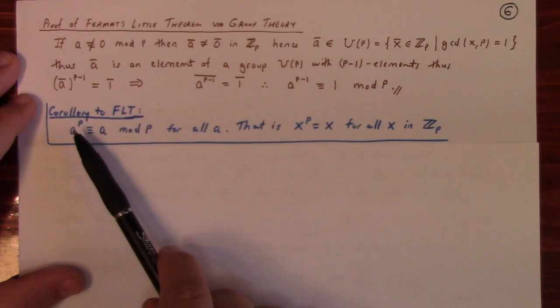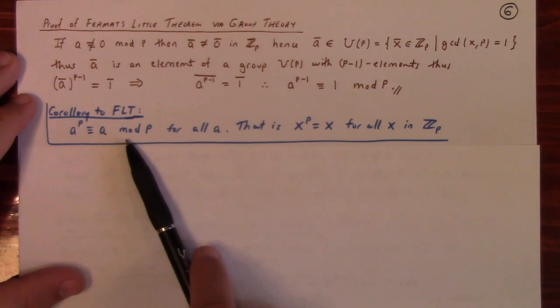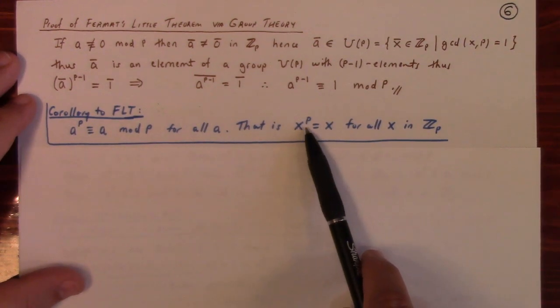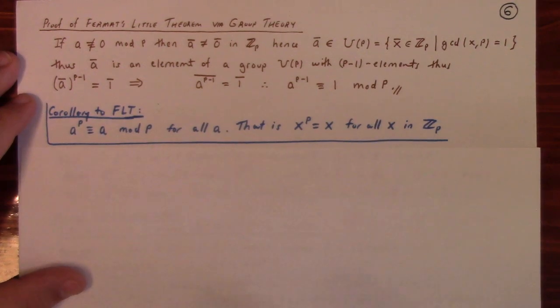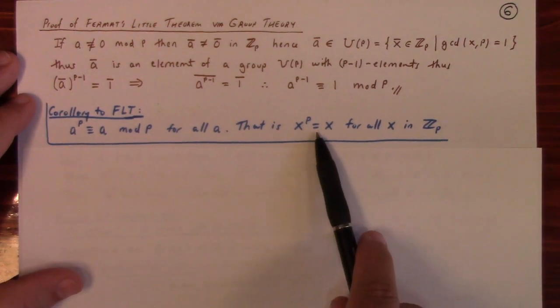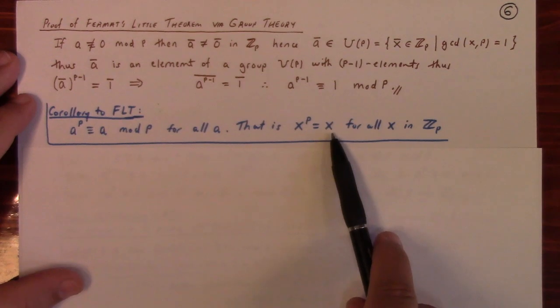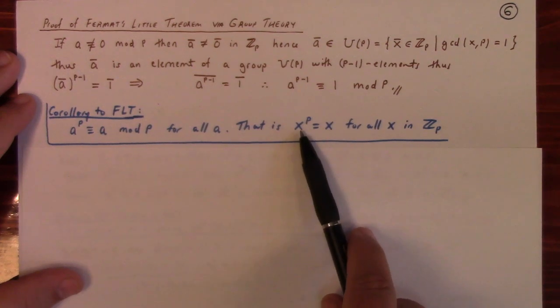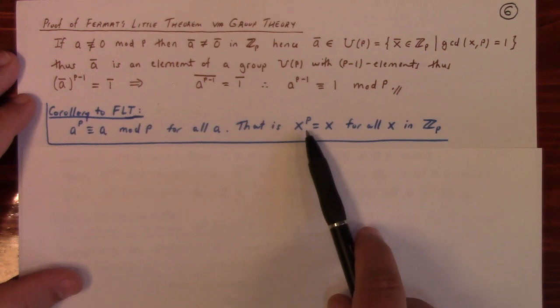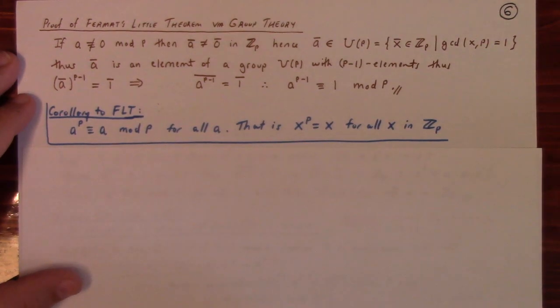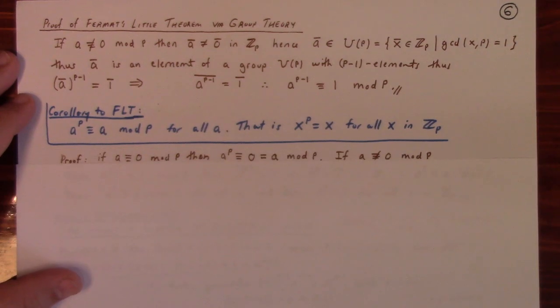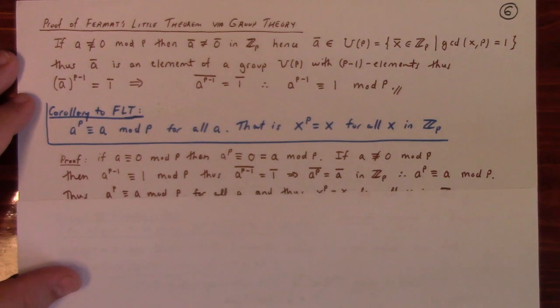And corollary: A to the P is congruent to A mod P for all A. In other words, x to the P is equal to x for all x in ZP. That's very interesting. That means we can reduce polynomials of higher order. If you're working mod, let's say 7, and you have x to the 8th, well, x to the 7th is just equal to x. That's kind of weird. We'll put this into practice in a future example. But the proof is very simple.